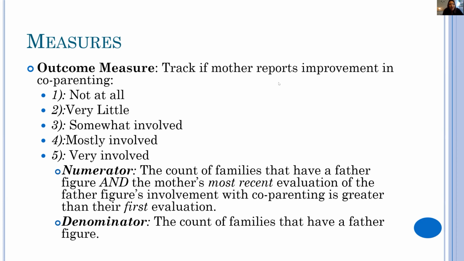So alrighty, our outcome measure was to track if the mother is reporting improvement in co-parenting by using this little scale. We would ask this and then put in the data every week. So we would ask how involved they were in co-parenting and ask the mom to rate 1 through 5 if they were not at all, very little, somewhat involved, mostly involved, or very involved. And then we were going to have the number of families that have a father figure and the mother's most recent report of the father figure's involvement with co-parenting, and if that was greater than the first evaluation. And then the number of families that have a father figure was our denominator.